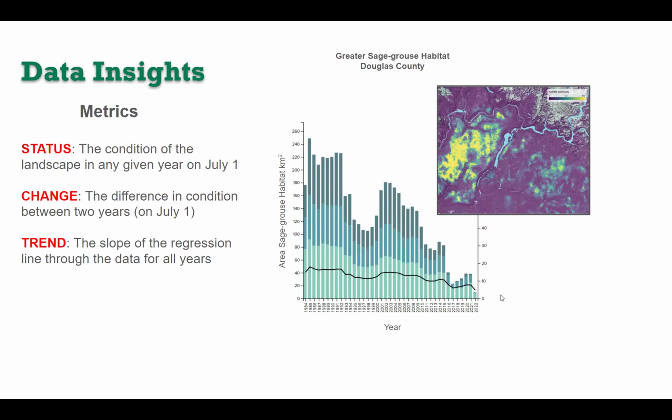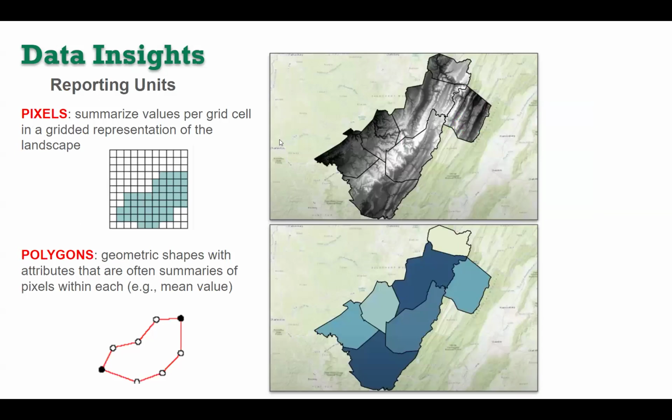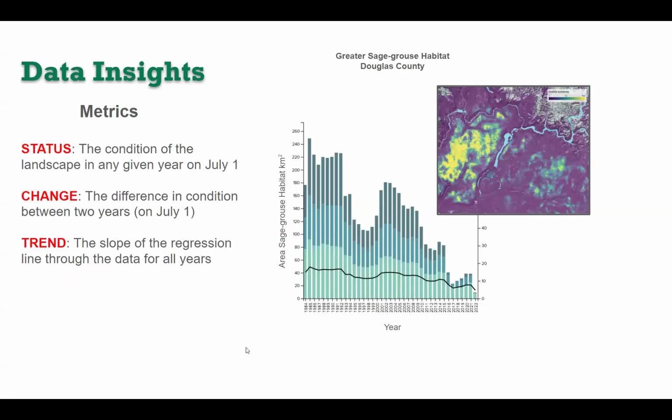So if you think about reporting data at the pixel level and the polygon level, and metrics calculated as status change or trends, I think that's a rich suite of products that can help drive decision making. I want to wrap this up by using these terms and thinking about a couple examples.